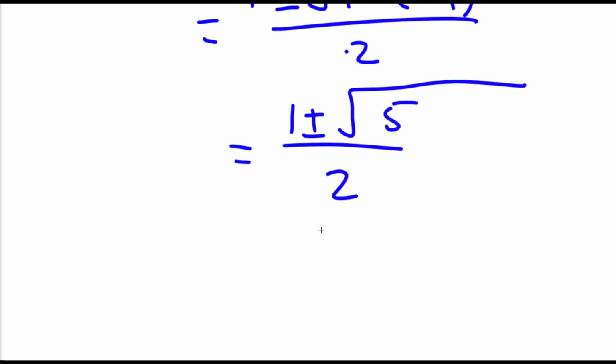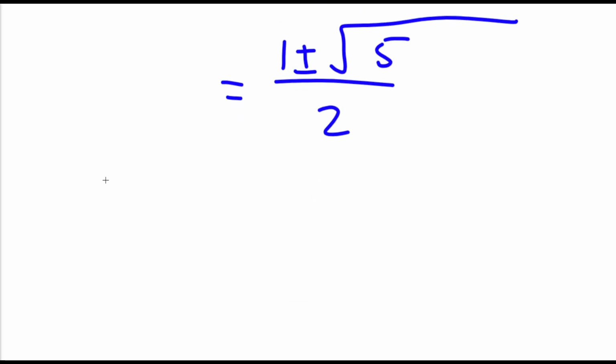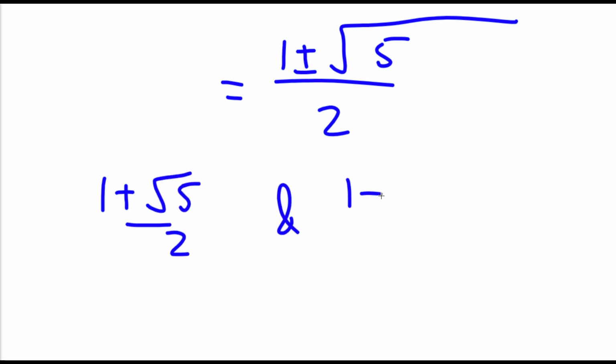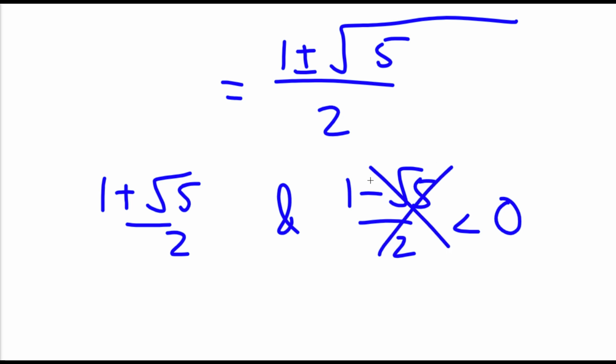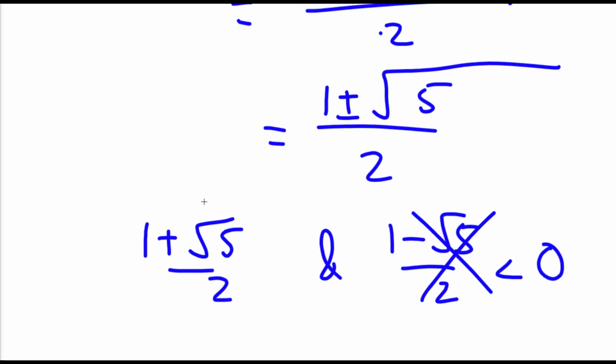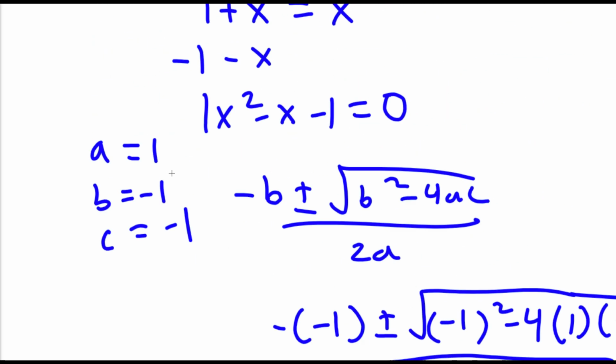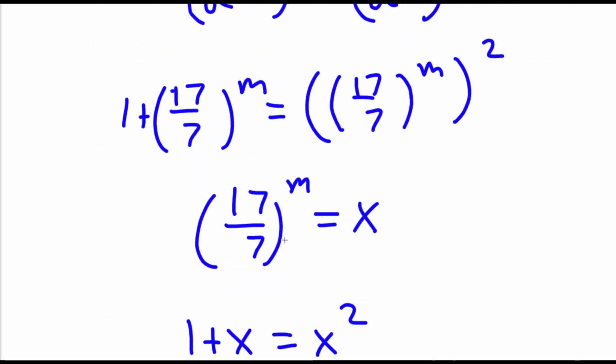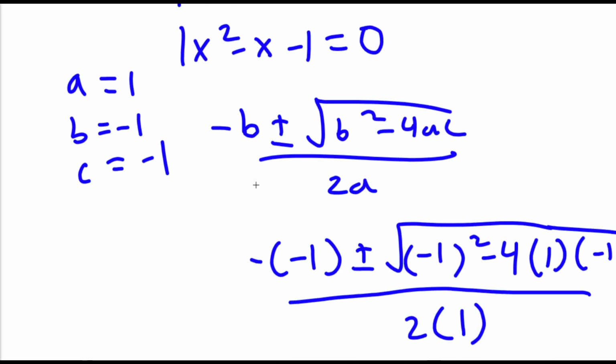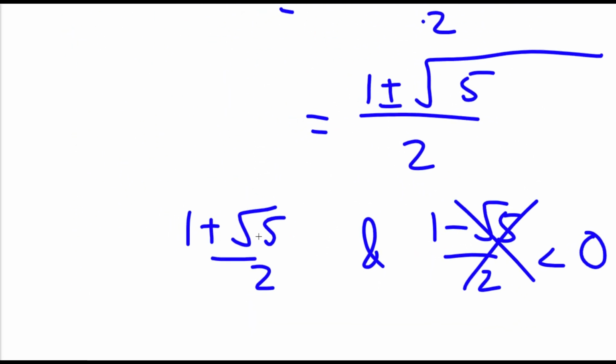So now this gives me two solutions. I have 1 plus the square root of 5 over 2, and I have 1 minus the square root of 5 over 2. However, this is less than 0, so this will not work. However, we are not done yet, because remember how we set x equal to 17/7 to the power of m. So in this case, x is equal to 1 plus the square root of 5 over 2, so this is equal to 17/7 to the power of m.